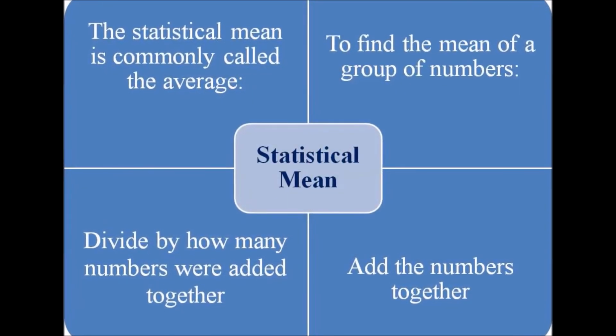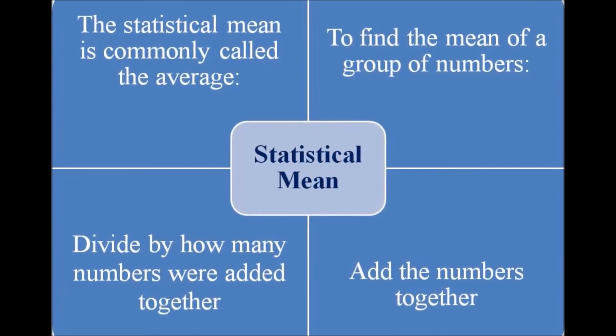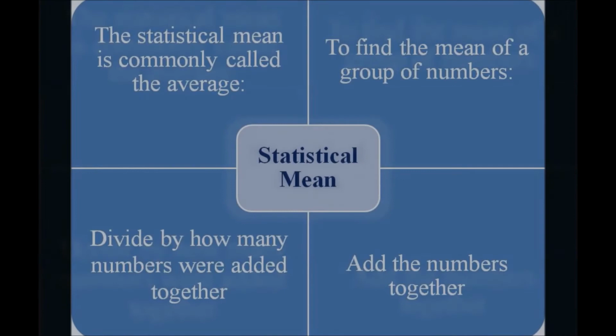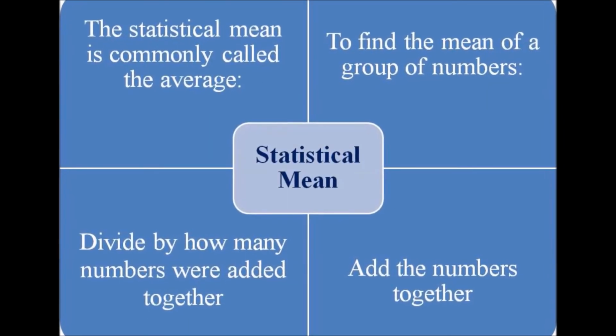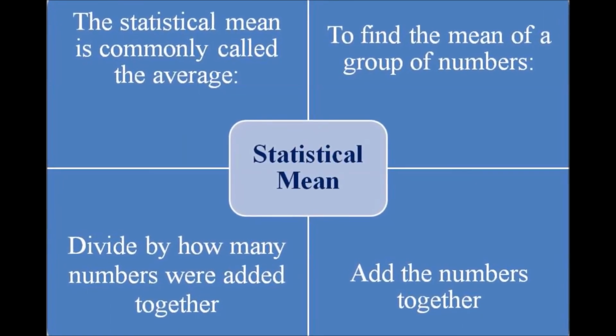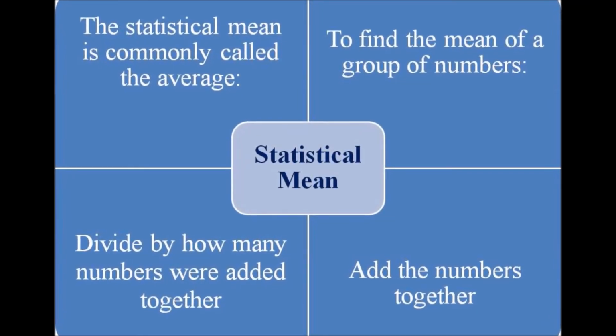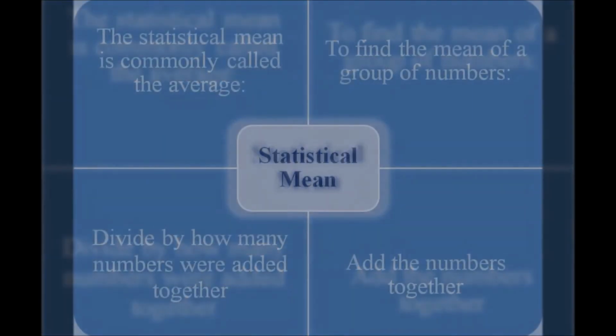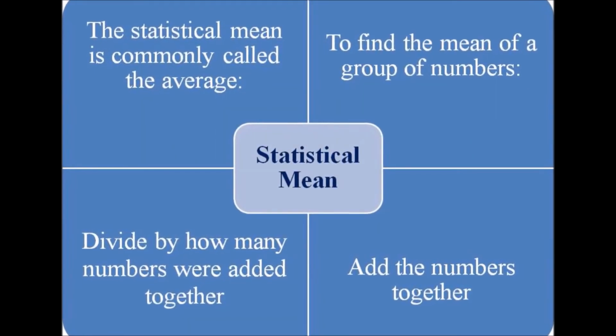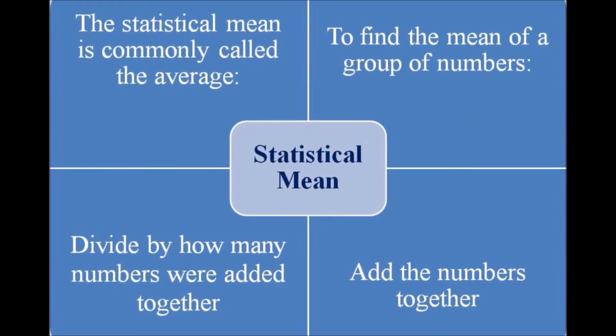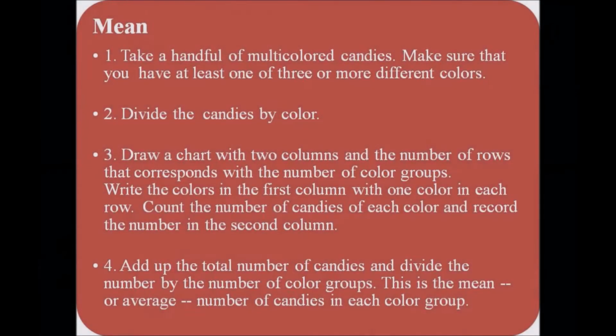So what is the statistical mean? The statistical mean is commonly called the average. To find the mean of a group of numbers, add the numbers together, then divide by how many numbers were added together. So for the mean, take a handful of multicolored candies. Make sure that you have at least one of 3 or more different colors. Divide the candies by color.